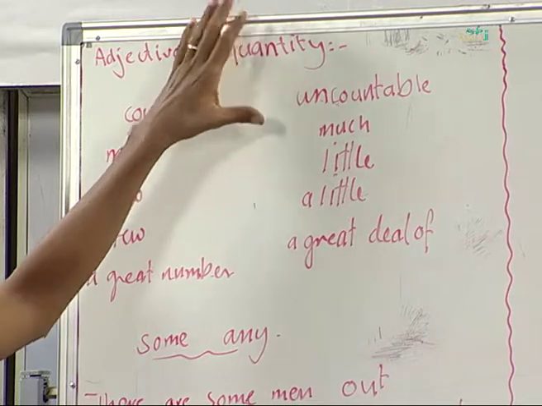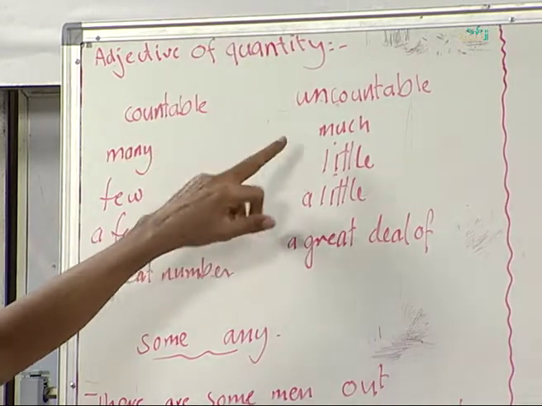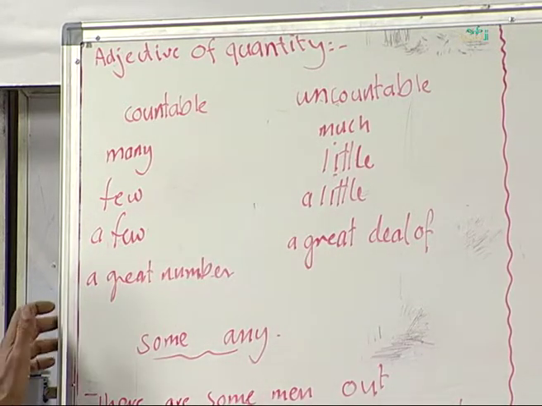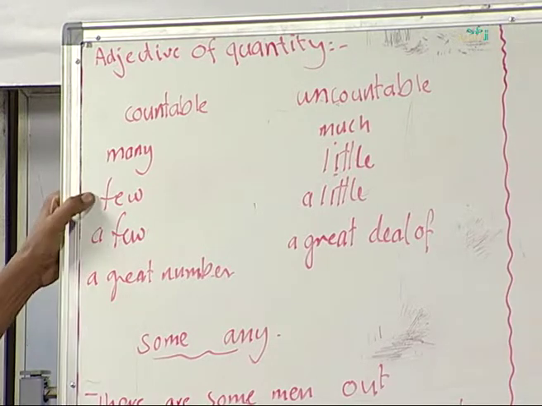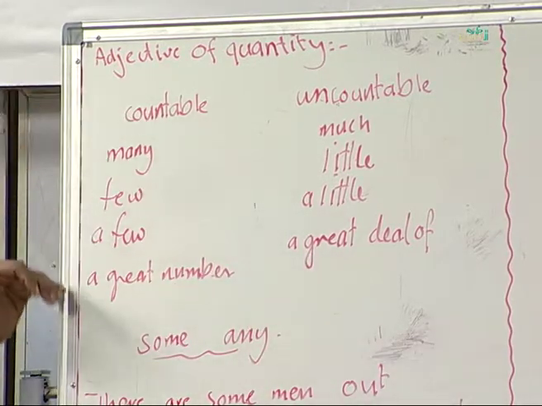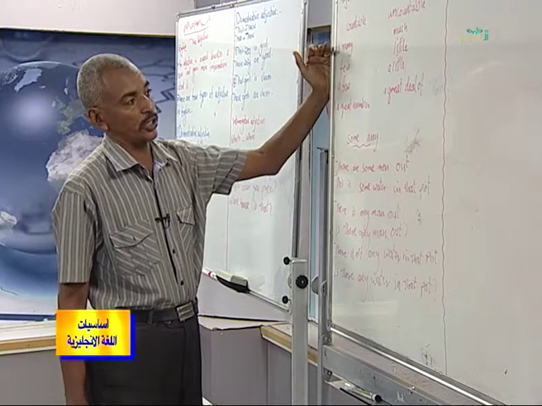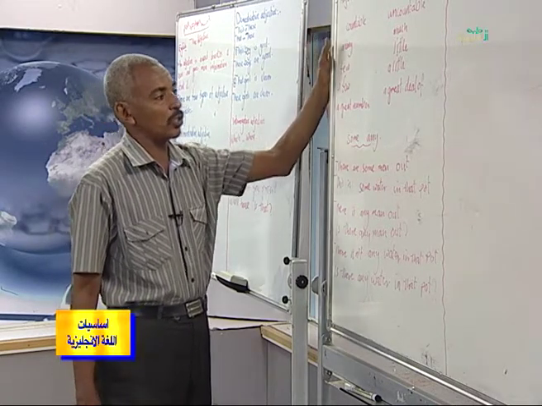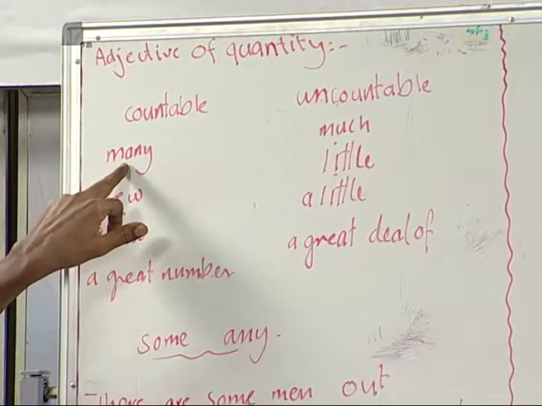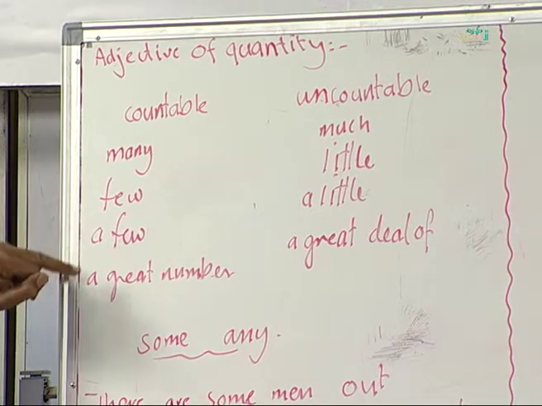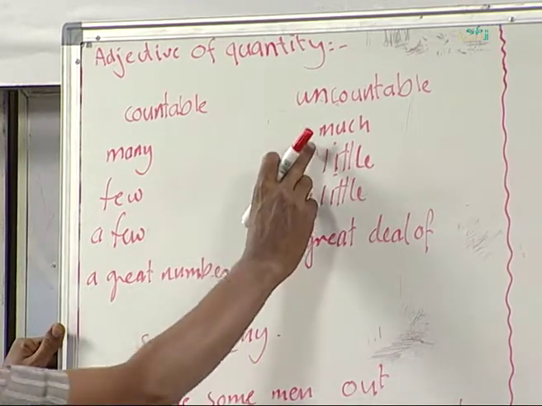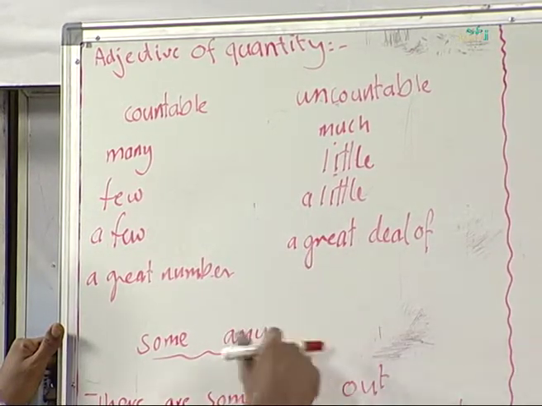Would you want me to give you? For example, give me much water. Give me little water. Give me a little water, for example. As you see, here we have a few, a great deal of, a great number. We call them adjectives of quantity. Remember that with countable nouns, we have to use many or few, a great number, and so on. With uncountable nouns, we have to use much, little, a great deal of, and so on.